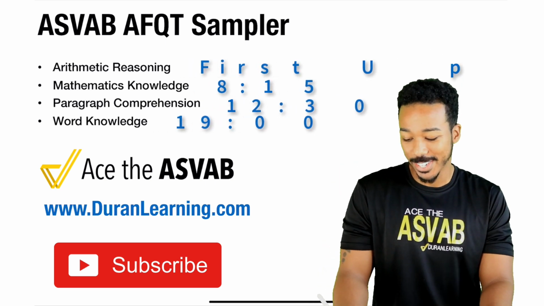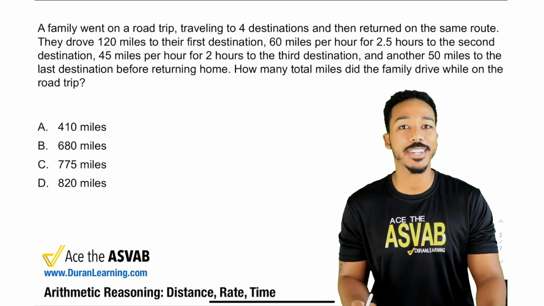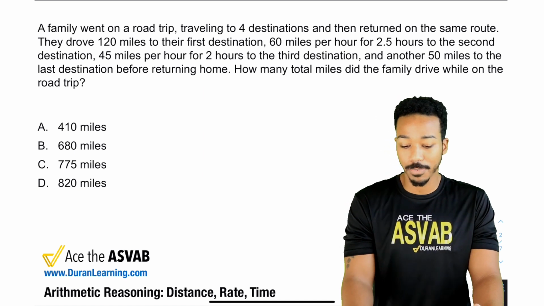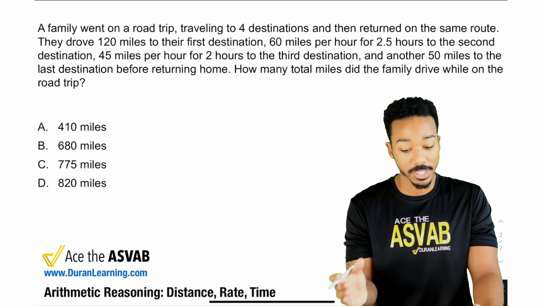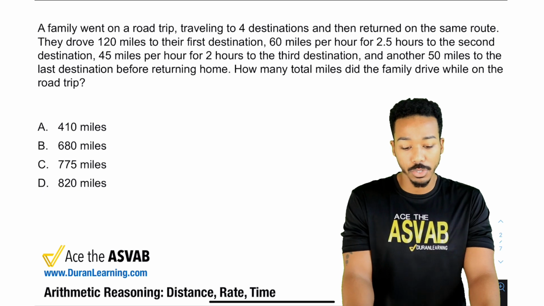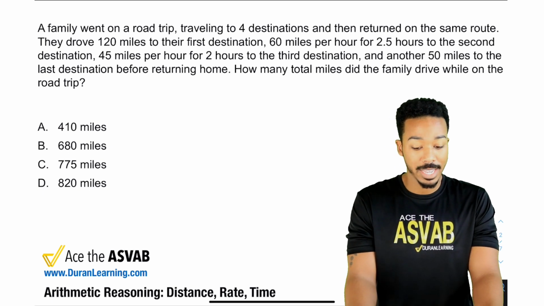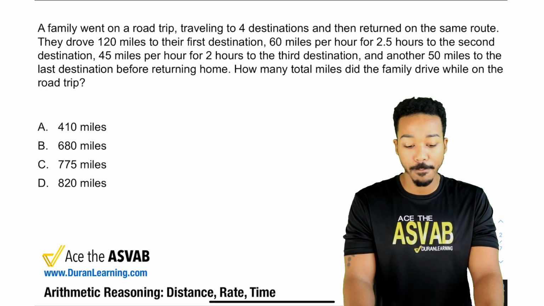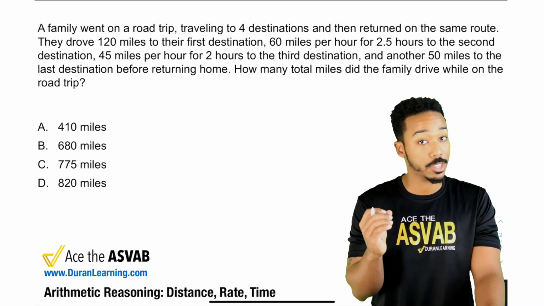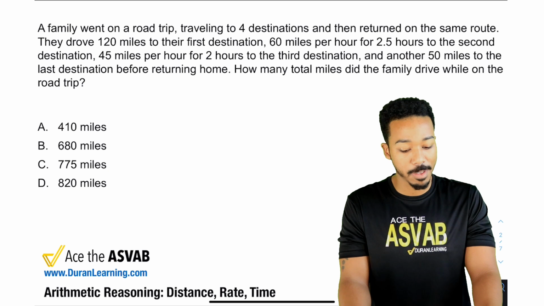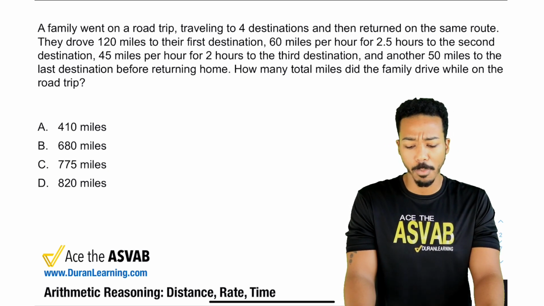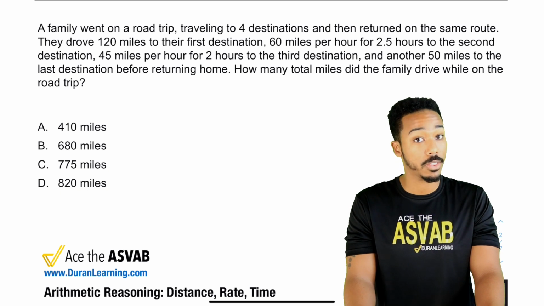Let's get to it. So with that said, first one here, Arithmetic Reasoning. A family went on a road trip, traveling to 4 destinations, and then returned on the same route. They drove 120 miles to their first destination, 60 miles per hour for 2.5 hours to the second destination, 45 miles per hour for 2 hours to the third destination, and another 50 miles to the last destination before returning home. How many total miles did the family drive while on the road trip?